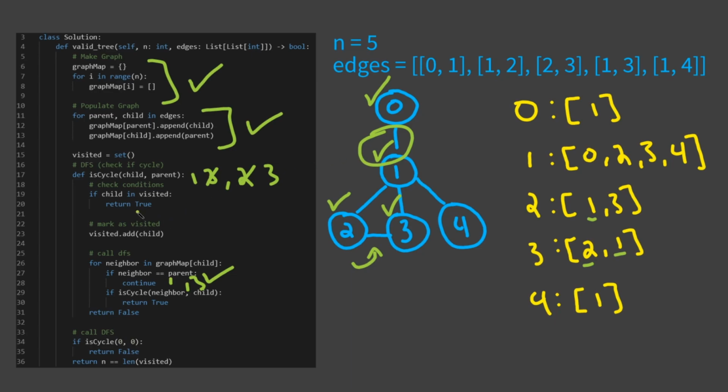And at this point, we would return true for this function. We return true here. And that gives us a true statement here for this if statement. And then for the overall function, we return a false, meaning there is a cycle. And that is correct.